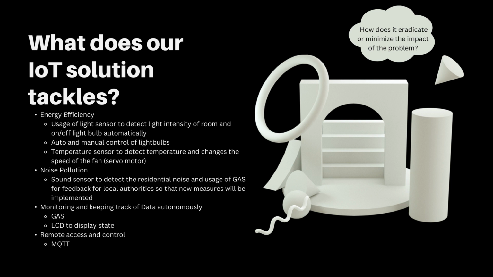The temperature sensor is able to detect temperature and changes the speed of the fan. For noise pollution, the sound sensor will detect the residential noise and usage of gas for feedback to send to the government so that new measures can be implemented. For monitoring and keeping track of data, gas is used. The LCD display screen is used for displaying the status. For remote access and control, the MQTT app will be used.